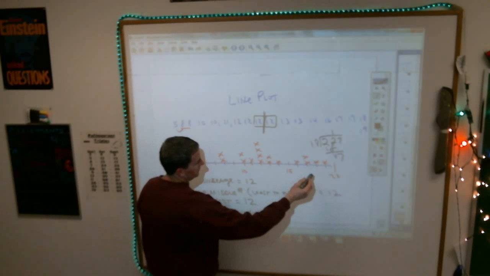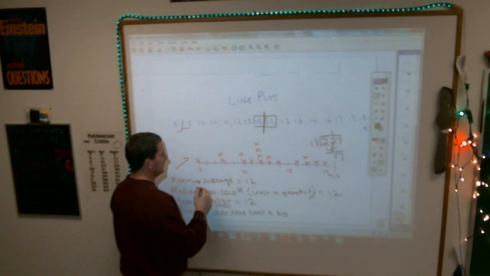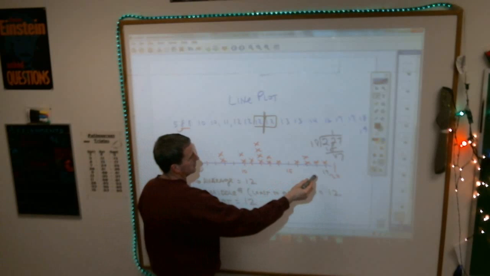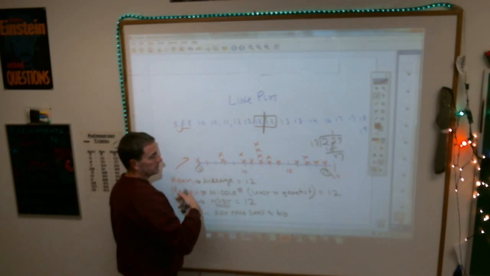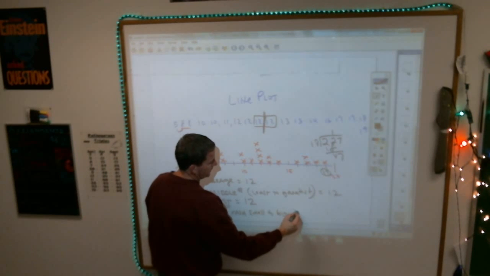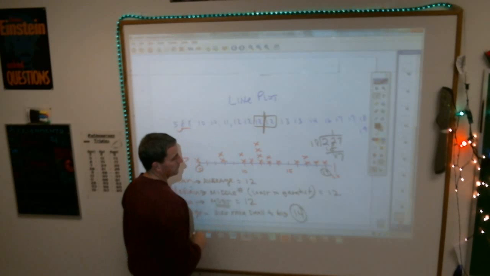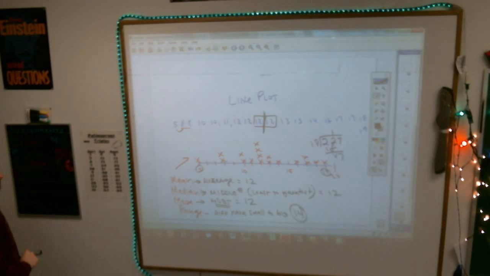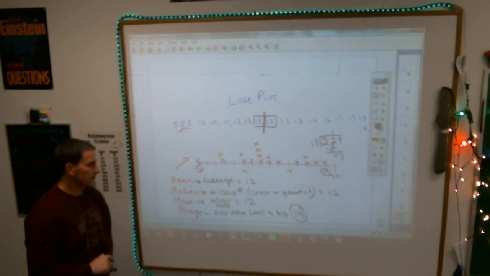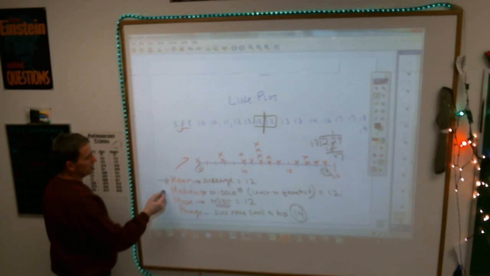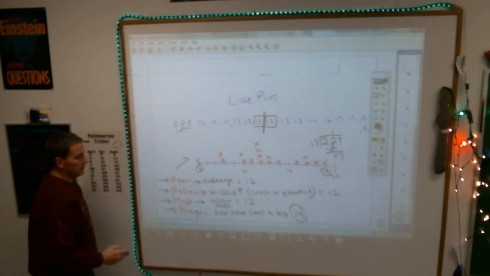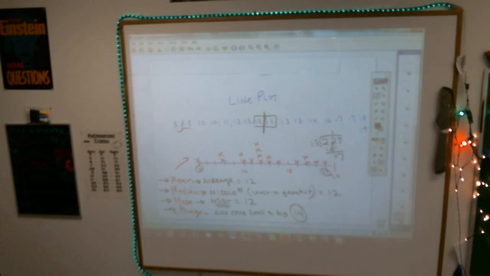In other words, the highest number I had was 19, the smallest number I have is 5. If you subtract those, what's the difference between those two? 14, not 12. 19 minus 5 is 14. So you have those in your notes: mode, median, mean, and range. They come up a lot later on in life.